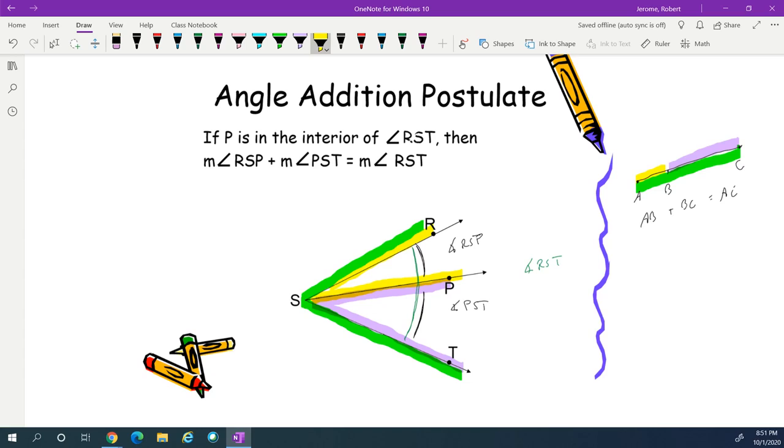So that's what we have up here. We have angle RSP. And again, M in front of it just means measurement. Plus the angle next to it, angle PST, equals the big angle, angle RST. It works exactly the same as segment addition. There's just more letters. A segment takes 2 letters, an angle takes 3 letters, the angle symbol, and then sometimes we see the M in front of it. But it's the same exact concept. So we have the angle addition postulate.